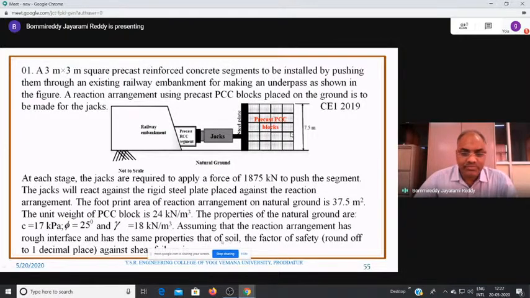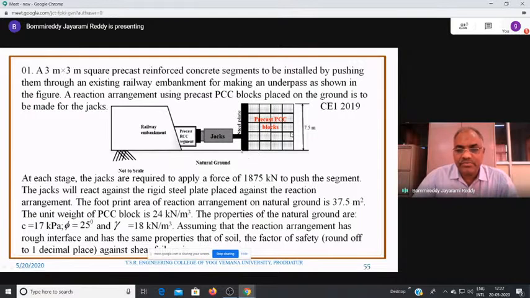The factor of safety against shear failure is to be found. So what is going to happen here is, it is some embankment and a push is required for the underpass. For that reaction, some reaction arrangement will be provided by providing precast blocks, and the entire reaction through the jacks is taken by the steel plate provided here.